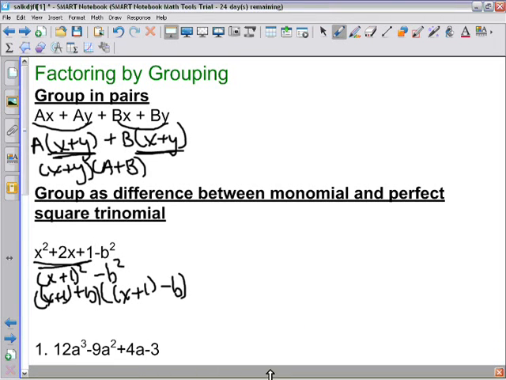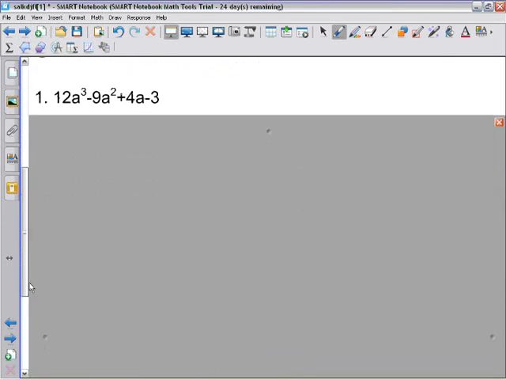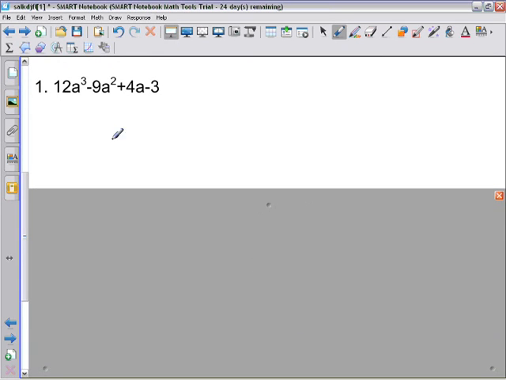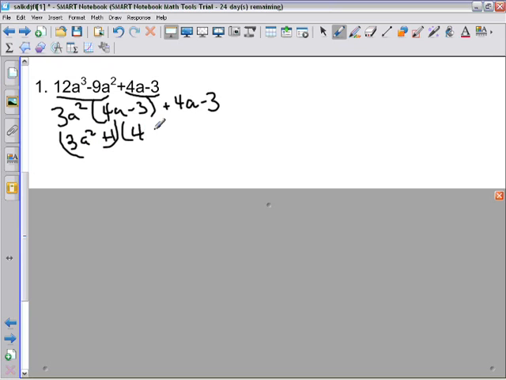Let's look at the first example. This is a group in pairs problem. From the first two terms, you factor out 3a squared to get 4a minus 3. And the second two terms, there's nothing to factor out, so it's 1 times the quantity of 4a minus 3. When you factor out 4a minus 3 from both terms, you get 3a squared plus 1 times the quantity of 4a minus 3.